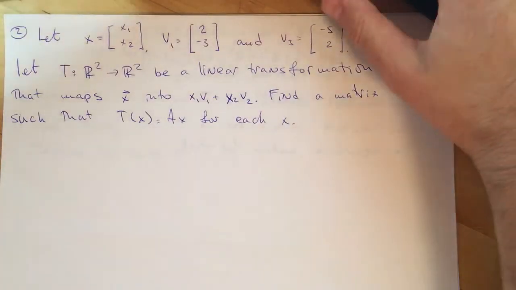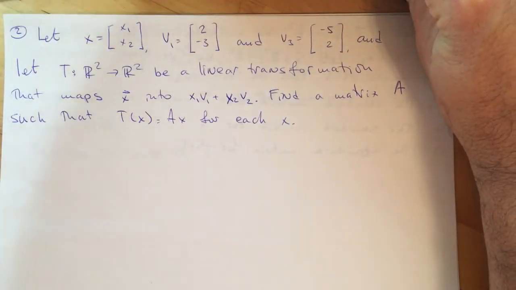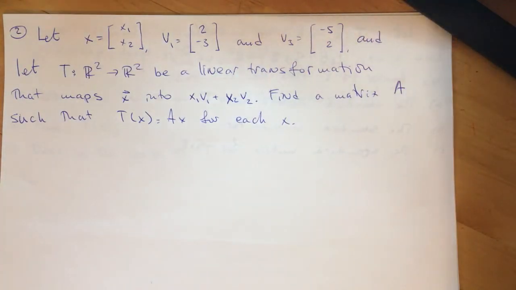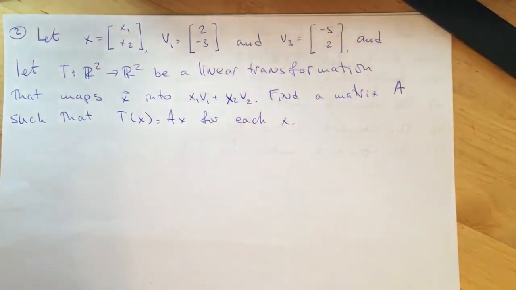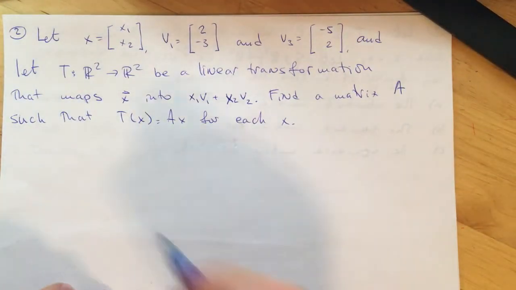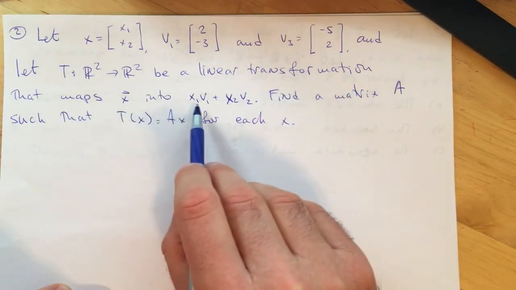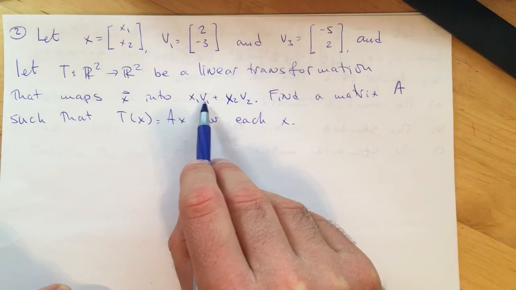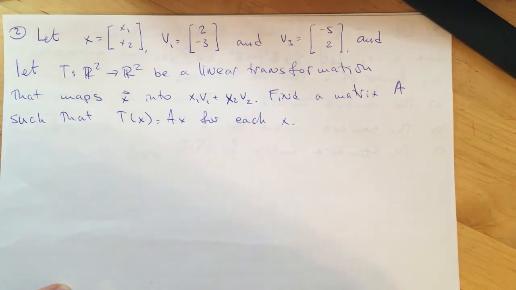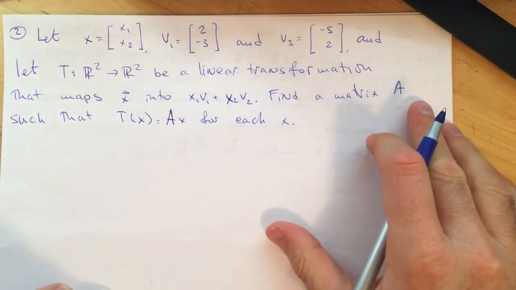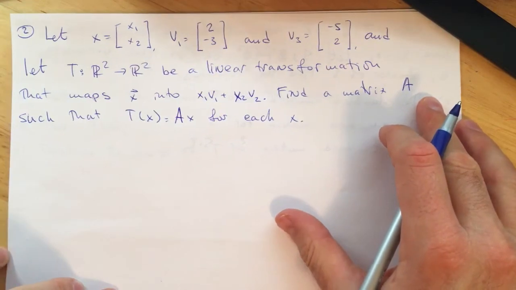Okay, so this is the second problem. A very short, easy problem. Let these two vectors be given. And then we define a transformation from R2 to R2 that maps x into x1 times v1 plus x2 times v2. Find the matrix A such that T of x is defined as Ax. In other words, find the standard matrix of the transformation.